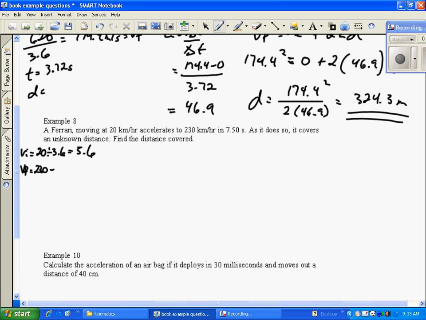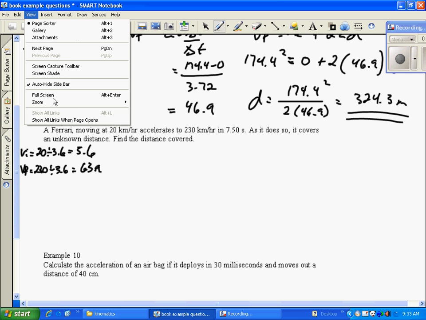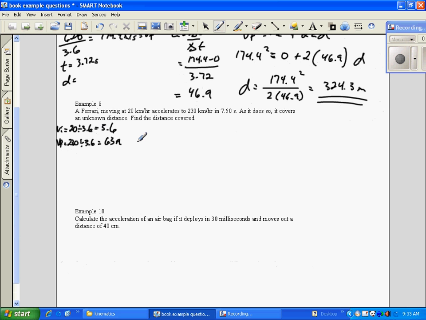230 divided by 3.6 gives you 63.9. I think I need to do this, maybe I'll just write a little bigger. Is that 63.9? Yeah. Basically, this is exactly the same question. The only difference is you're not starting at 0. That's right, Levi.